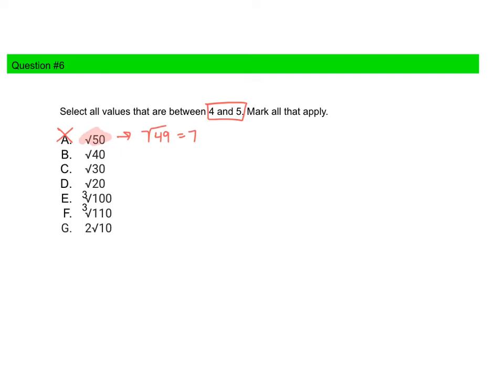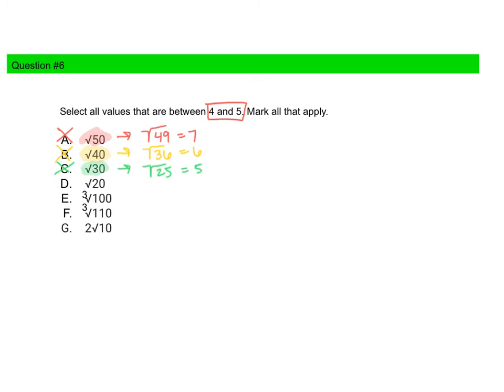Next one, the square root of 40. Well, what is this close to? Well, it's close to a perfect square of 36, which is 6. But it's more than 6. If it's more than 6, it's definitely not between 4 and 5. Okay? The next one, we have the square root of 30. Well, this is close to the square root of 25. This is my perfect square for 5. But it's more than 25. It's the square root of 30, so it's bigger than that 5, so it is not in between 4 and 5.